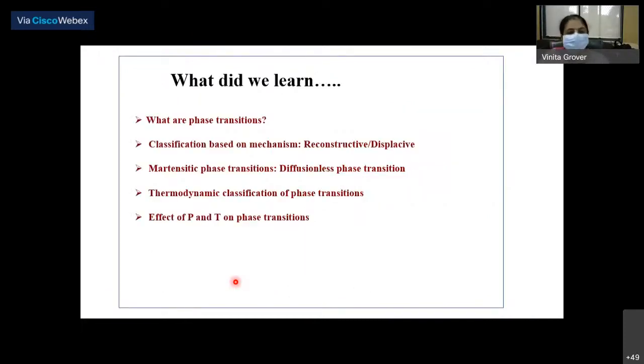So what did we learn today? We learned what phase transitions are and what the classifications are. Based on mechanism, we can call them reconstructive, displacive, and martensitic, which is a special class of displacive, and then the thermodynamic classification and the effect of pressure and temperature on phase transition. Sorry, that was a little longer class and involved a few more concepts, but I hope you could get a feel of what I was trying to say.